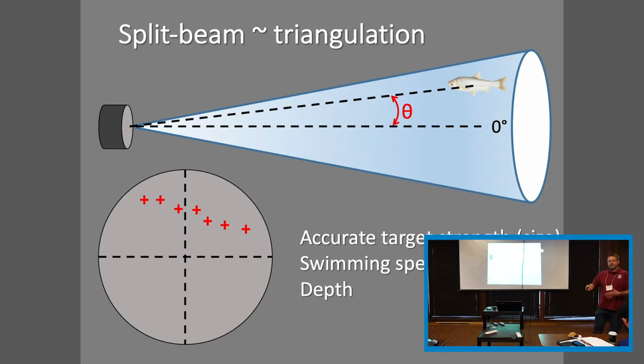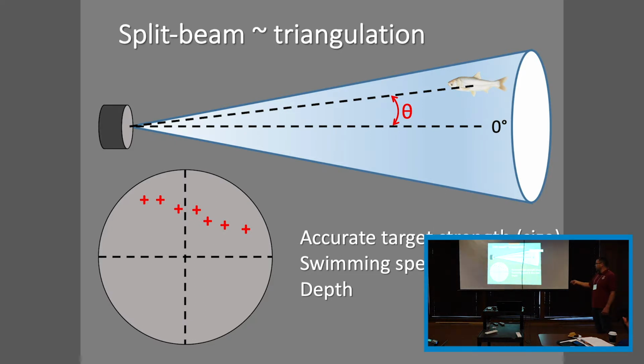So we can compensate for the fact that it's off axis, off the center, to be able to get more accurate target strength of that fish, which is going to give us better estimates of our size. We can also calculate swimming speed and direction even when we're moving. So it's not only 3D, it's actually 4D because we're moving at the same time.